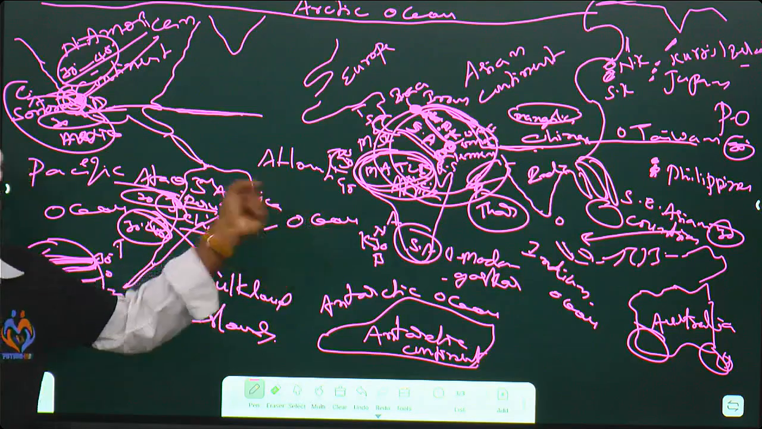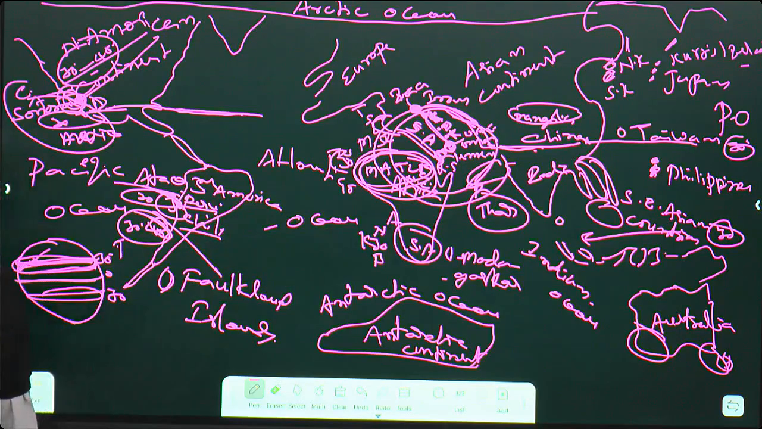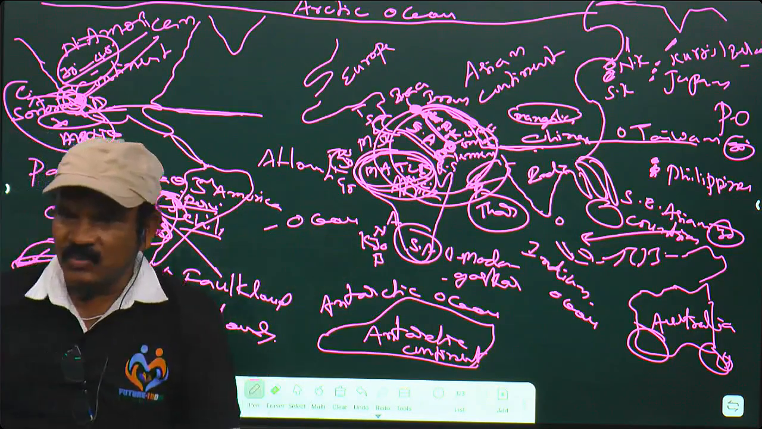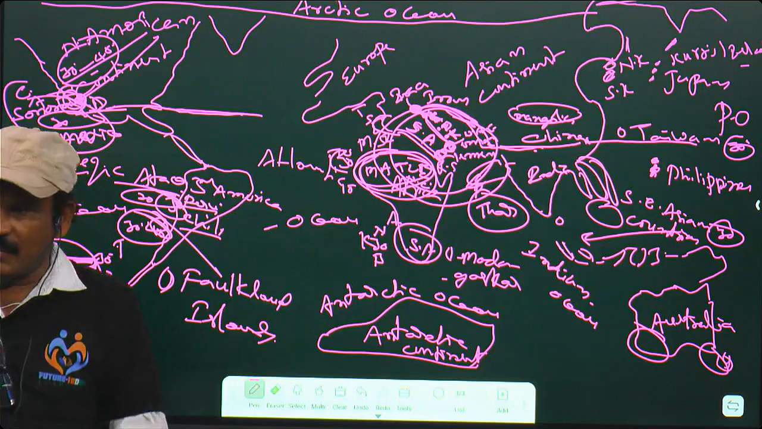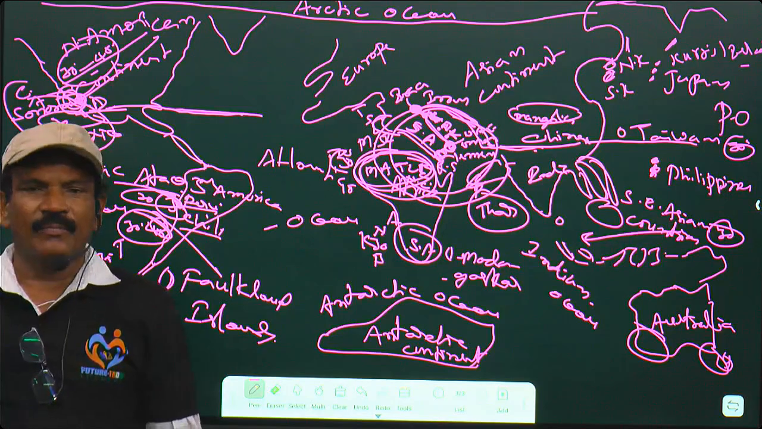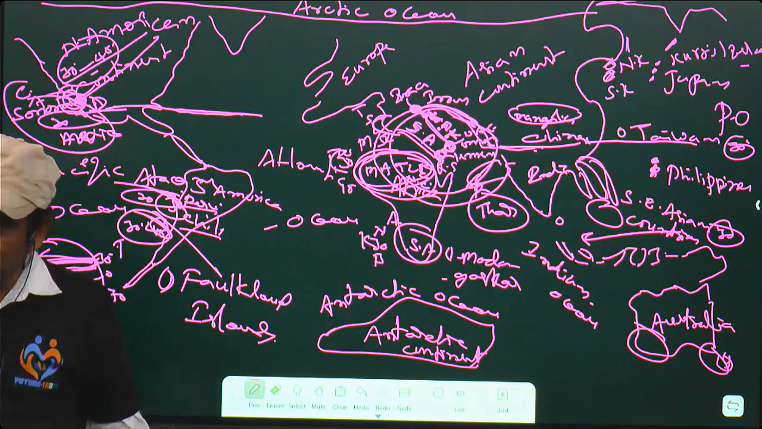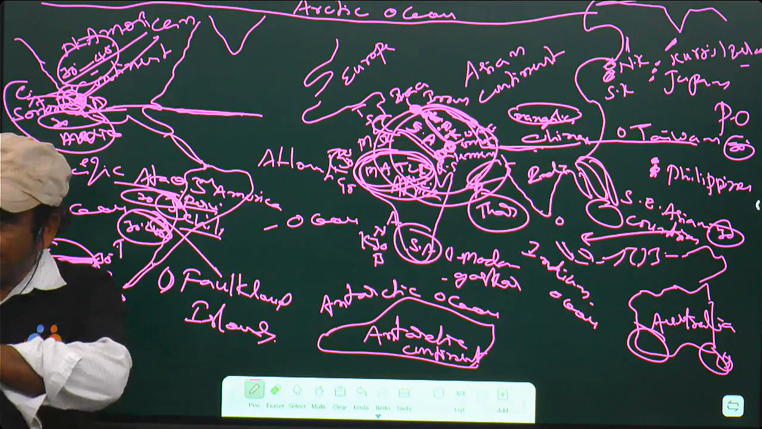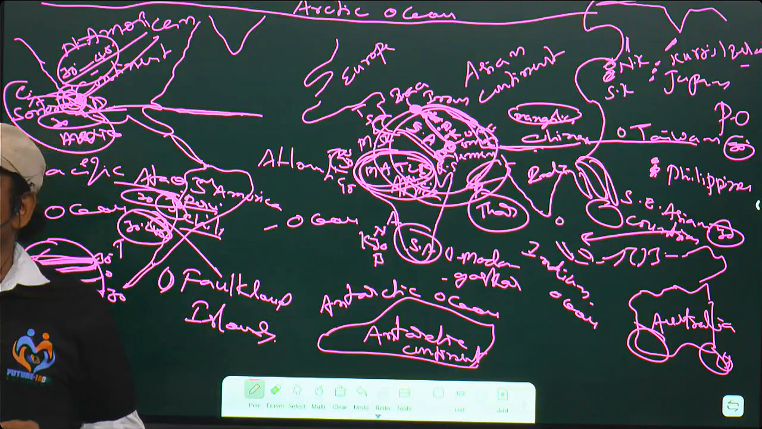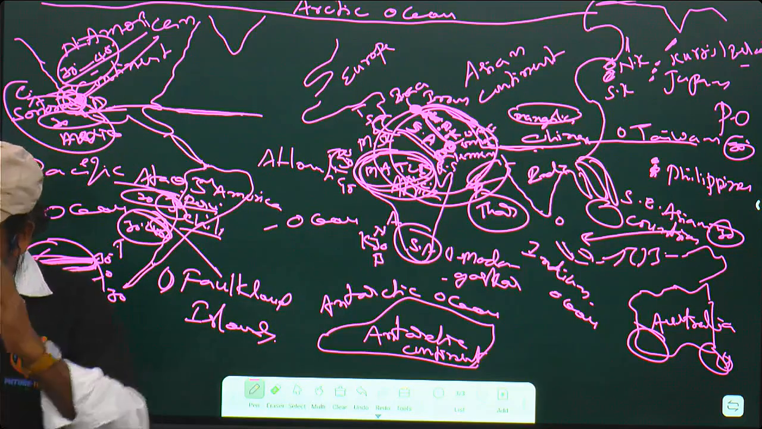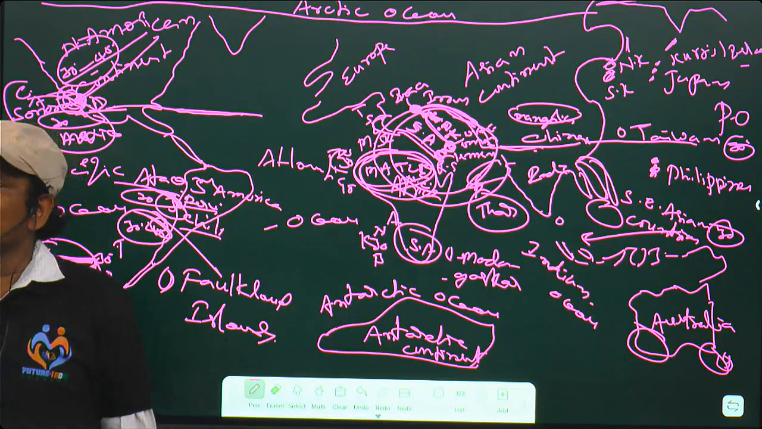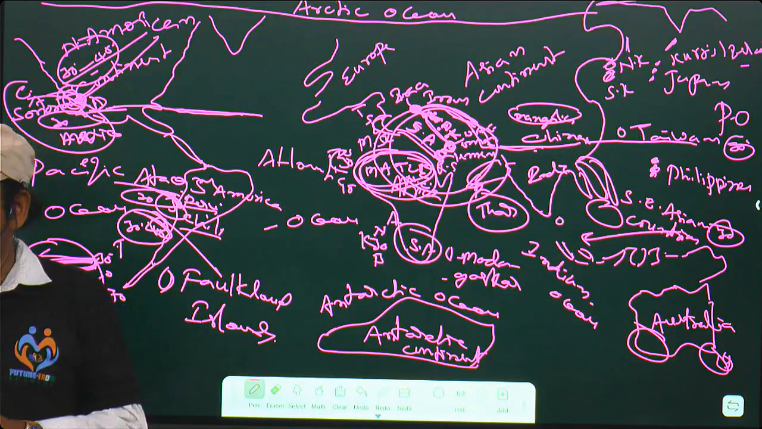We can observe that warm currents always begin in the equatorial area. As for temperature, ocean currents are classified into two main types. One is warm currents, the second one is cold currents. The currents which are generated near the equatorial area are called warm currents. The currents which are generated near the polar regions are called cold ocean currents. Is it clear?